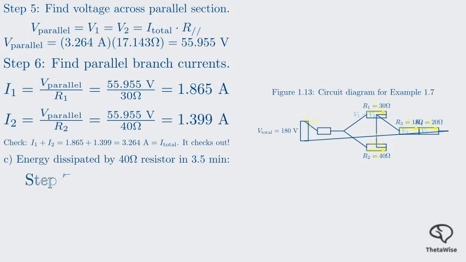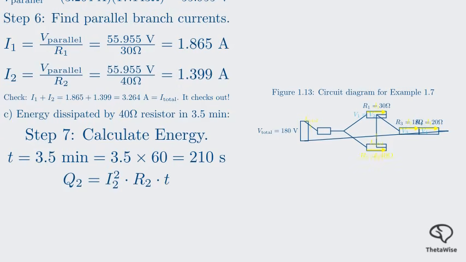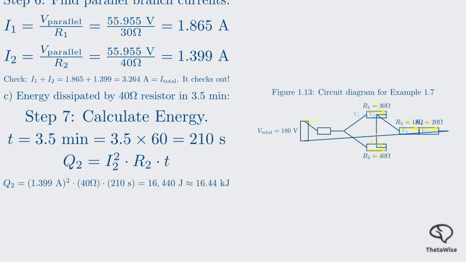Part C asks for the energy dissipated by the 40 ohm resistor, R2, in 3.5 minutes. First, convert 3.5 minutes to 210 seconds. Then, use the formula Q equals I squared RT. Make sure to use the current specific to R2, which is I2. Plugging in the values gives us 16,440 joules, or about 16.44 kilojoules. This example demonstrates the step-by-step process for solving complex series parallel circuits.